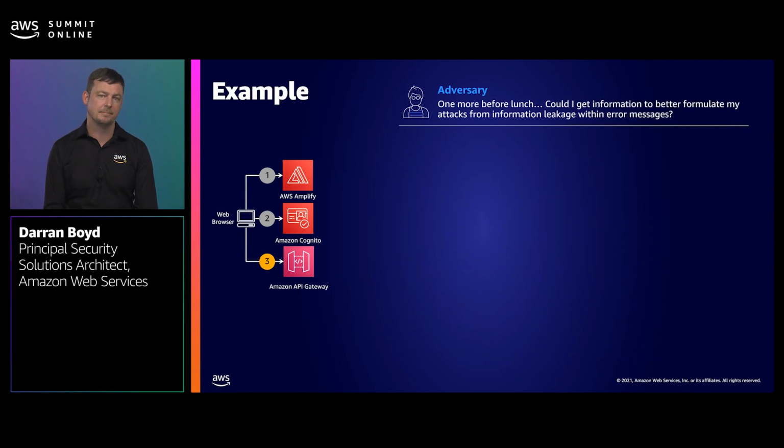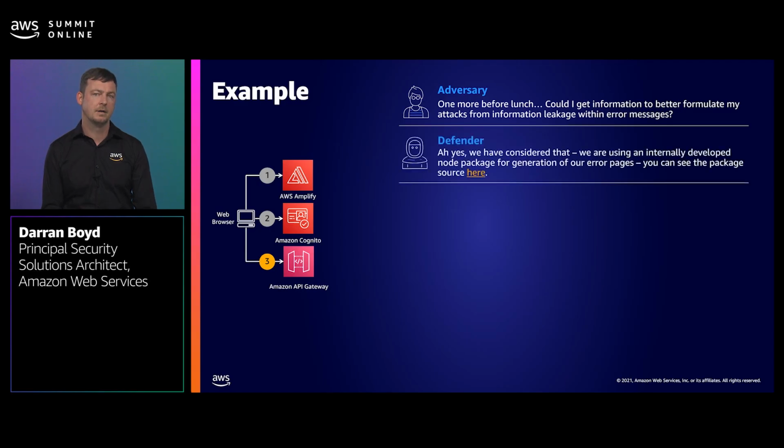Okay, final example. Again, we're going to look at Dataflow 3. The adversary is wondering whether or not the error messages within the application that the developers intend to write potentially have information leakage in them that would be helpful for them to formulate other attacks. The defender persona states that they have considered this and they are using an internally developed node package for the generation of these error messages, designed to make sure that they are minimal. They've also pointed to the package source code, which is available in the source code repository.